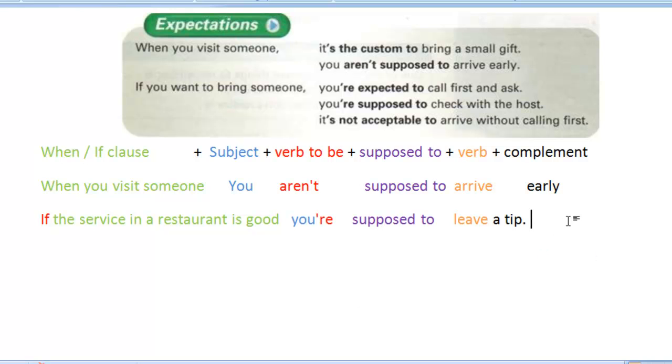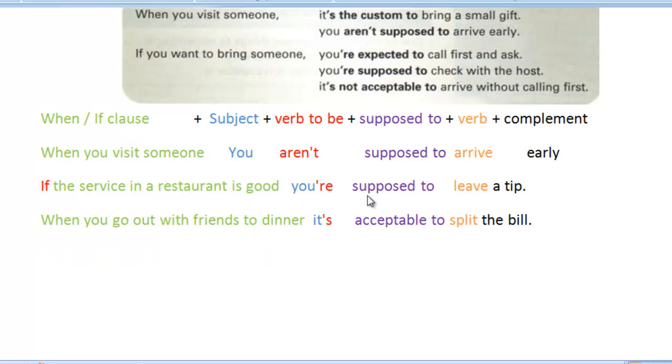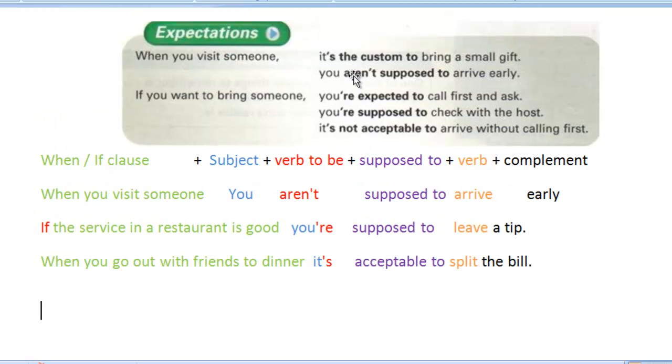Let me go ahead and give another example here. What I'm going to say is, when you go out with friends to dinner, all right? And I'm going to change the subject a little bit. I'm going to say it's, and instead of supposed to, I will say it's acceptable to split the bill. So there are other examples that you can see here. We can use it's the custom. You can use it's acceptable or it's not acceptable. I mentioned that this can be positive or negative. You're expected to, which is an example that I did not give, but it would follow that expression and then it follows the verb. But all of them you should be able to form simply by following this structure that I put here.